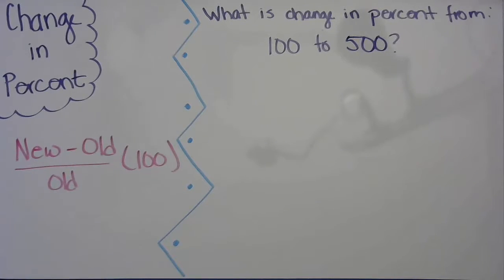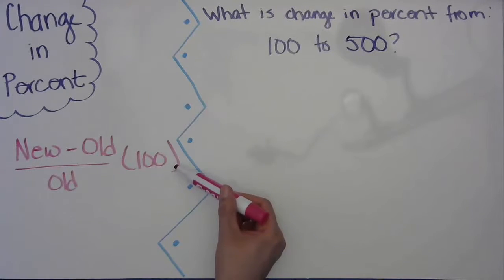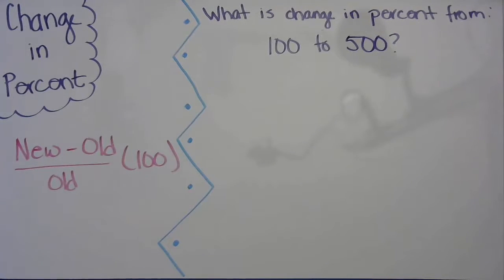Let's look at change in percent. The change in percent is going to tell us the change between a set of two numbers, and that can be either a positive change or a negative change, and then we put that into a percentage. So the formula for change in percent is new minus old divided by old times 100. I will explain that a little bit.